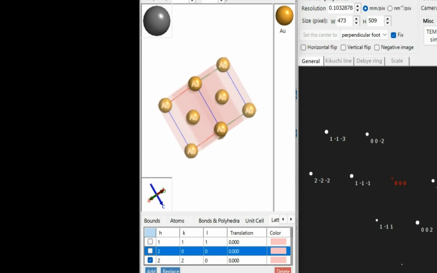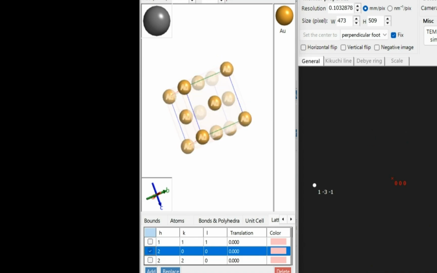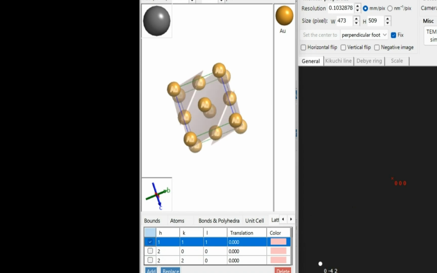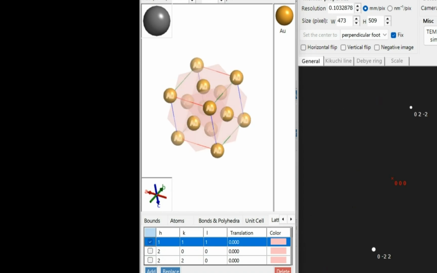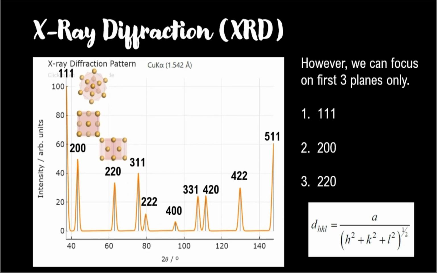You can see this is the plane that forms the diffraction pattern. For 200, it is this plane, and for 111, it is this plane. So back to the slide. Now I have screenshotted all the plane diffraction patterns here so we can see easily.